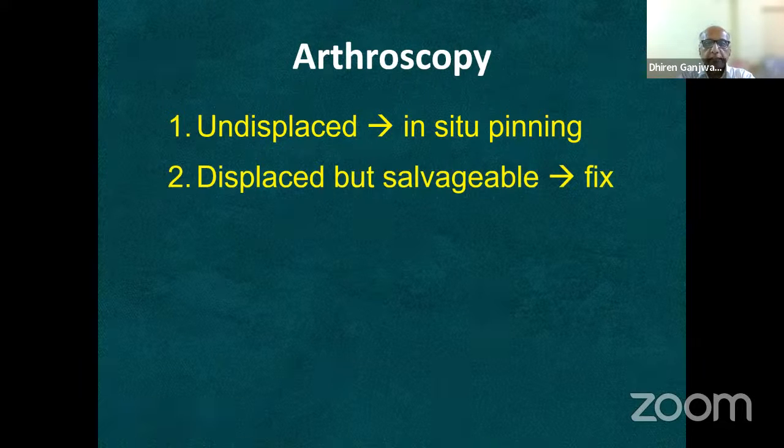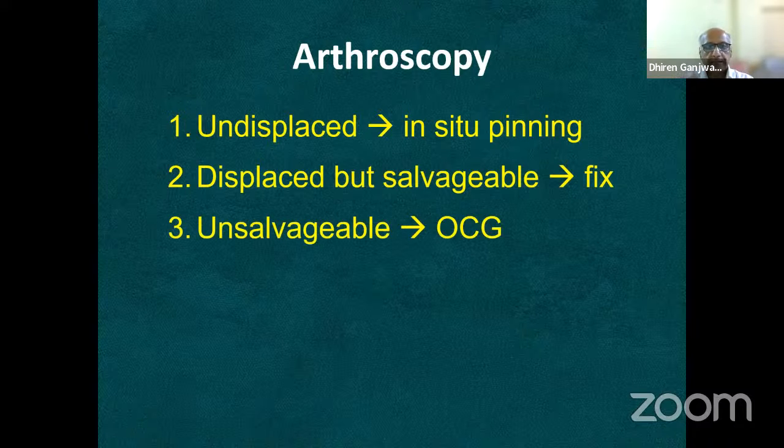If it's minimally displaced, but the piece is salvageable, meaning it's a piece which is intact and we can put it back, in that case also we go for fixation. Here we have to bring the piece into position, and then fix it. The third situation is when it's unsalvageable, as we saw in the previous animations, when the piece of subchondral bone is broken into many pieces, we cannot salvage it. We have to remove all the pieces, and then we need to go for an osteochondral graft. We will see what that is.